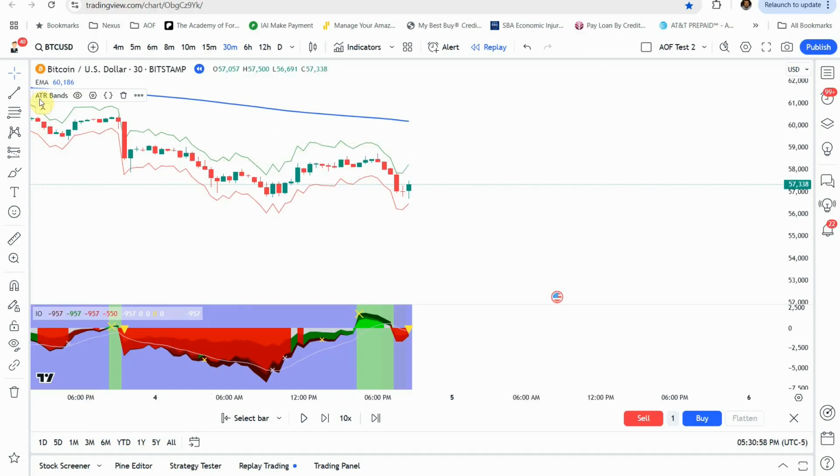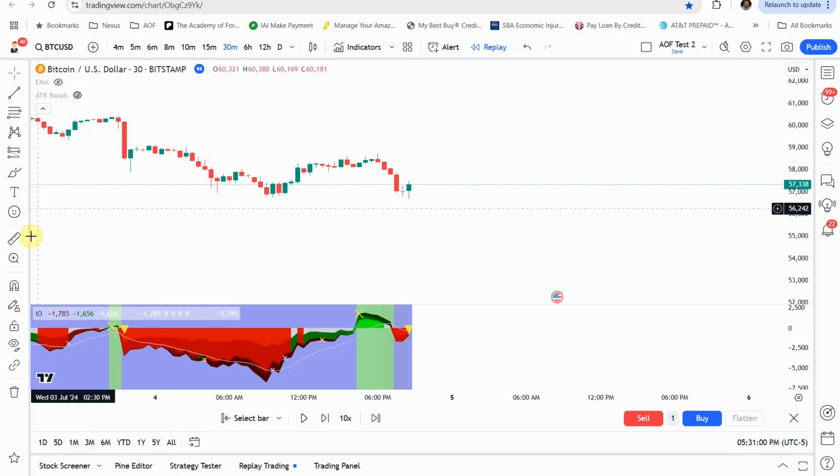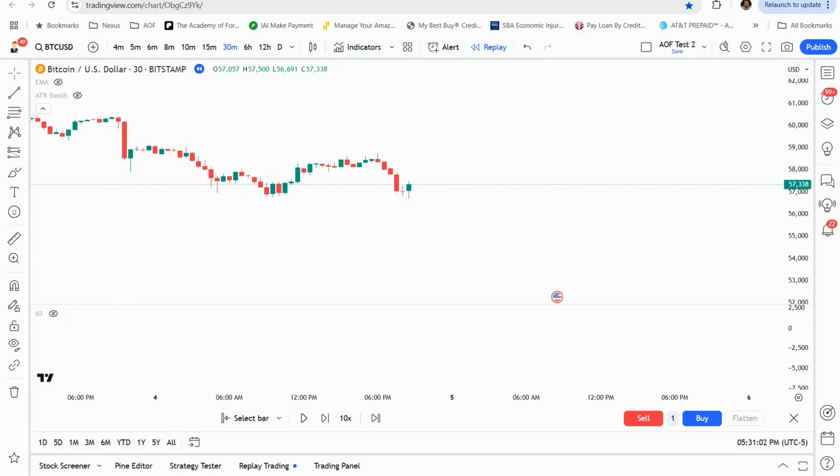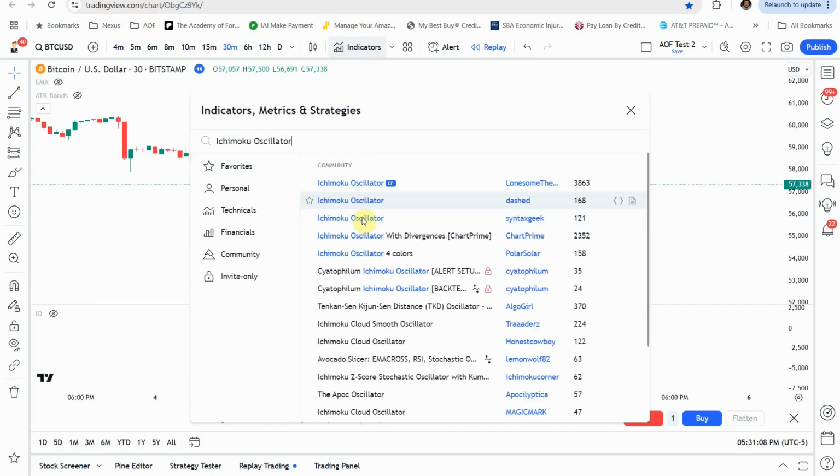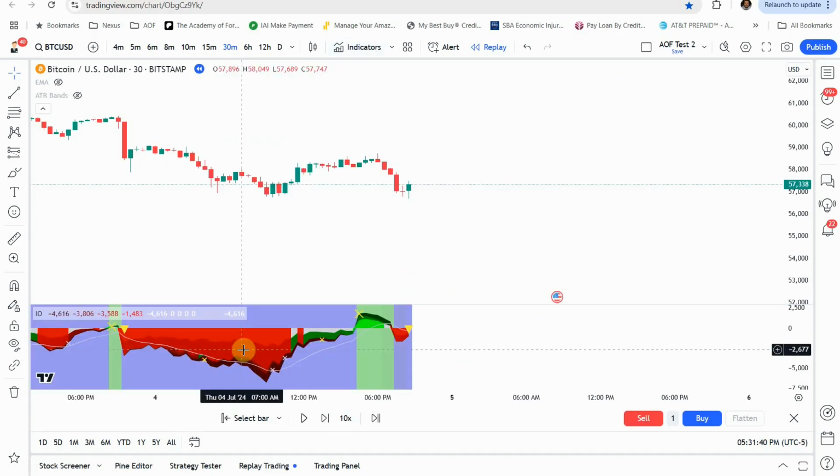And so what we'll do is just go ahead and hide the indicators we have on screen now. And the first indicator we will add to the screen is going to be the Ichimoku oscillator. It's going to be this one right here. Go ahead and click on that and add it to the screen. And we will keep it on the default settings.